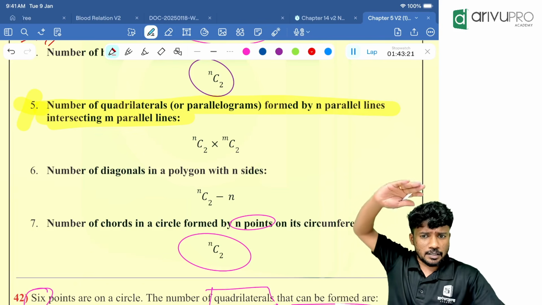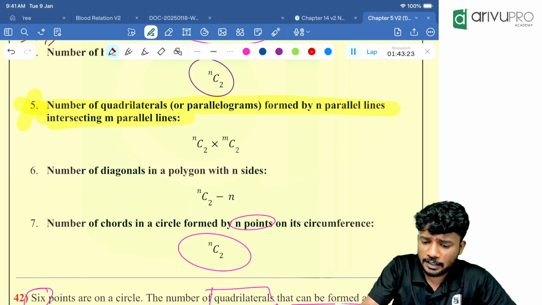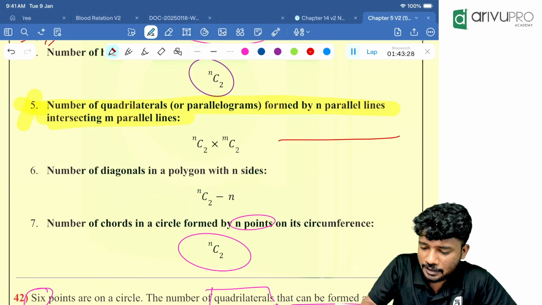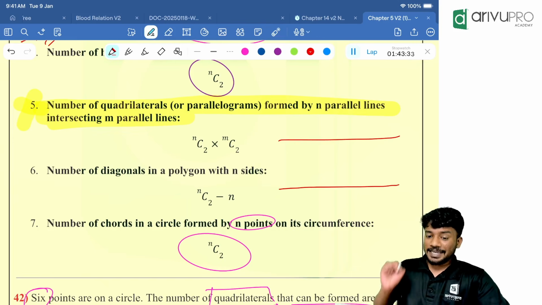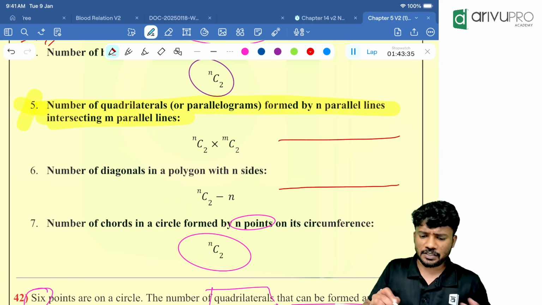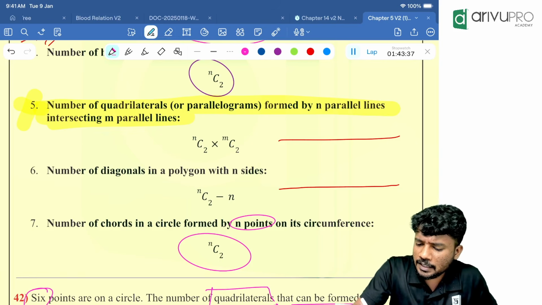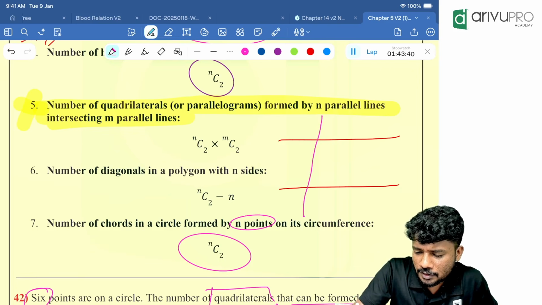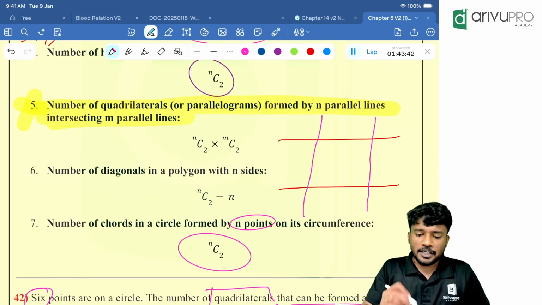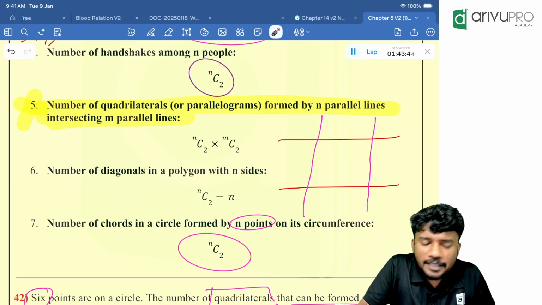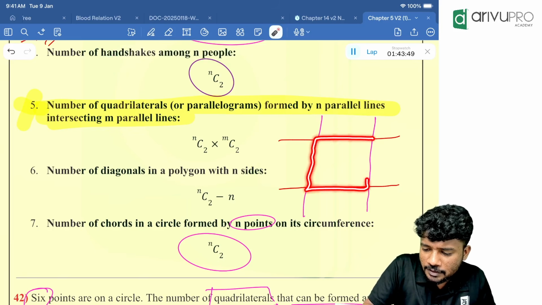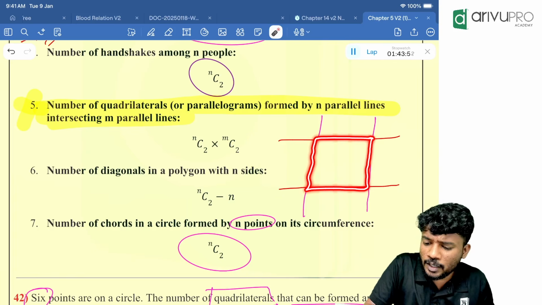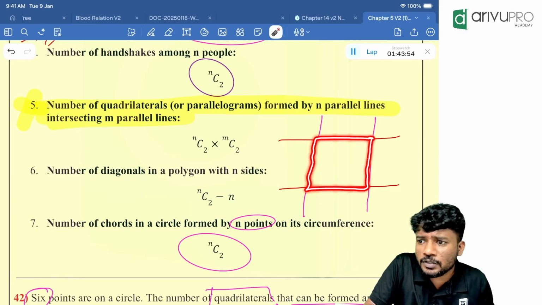So for example, there are two parallel lines, which color do you want? Red. Okay, two parallel lines are there. Assume that they are parallel. My drawing is not that great. Now, two parallel lines are intersecting another two parallel lines. Now you tell me how many quadrilaterals are formed? Only one quadrilateral is formed, right? Yes, only one square or one parallelogram is formed over here, not more than that, correct?